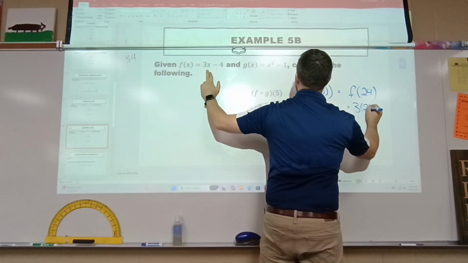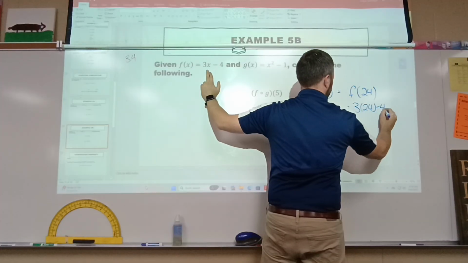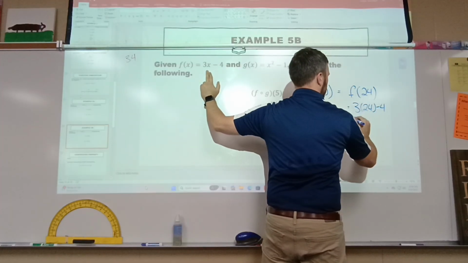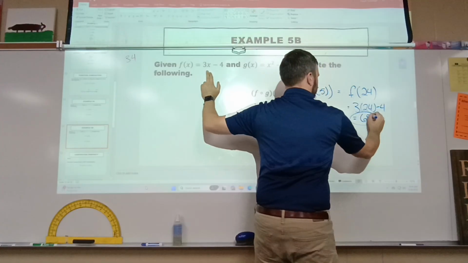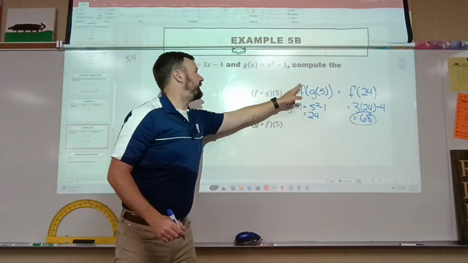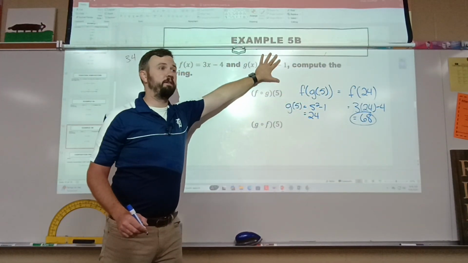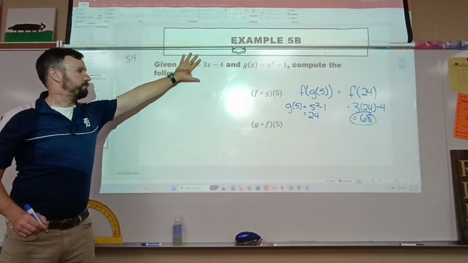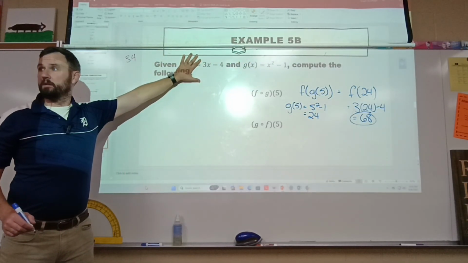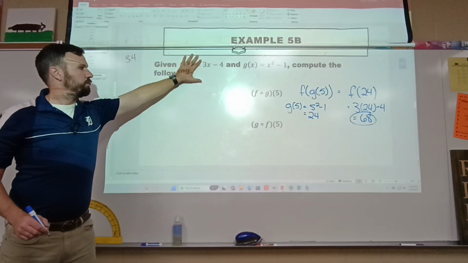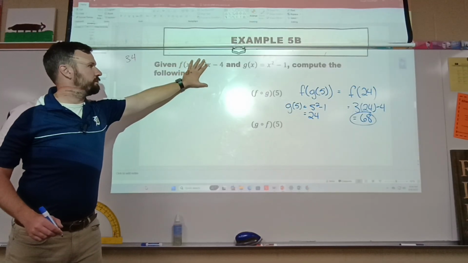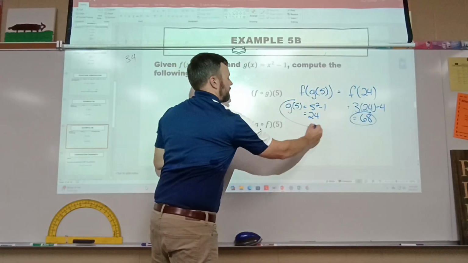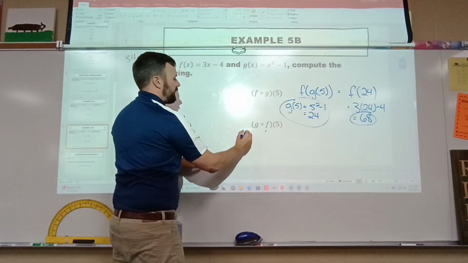If you don't like this way, you can just do the other way. 72, 68. So you guys see what? I plugged it into this function first, got my output, and then plugged into that one. Okay? Yes, that's how I got the 24. So I could do it the other way too.